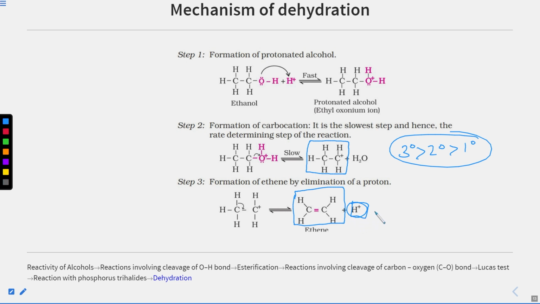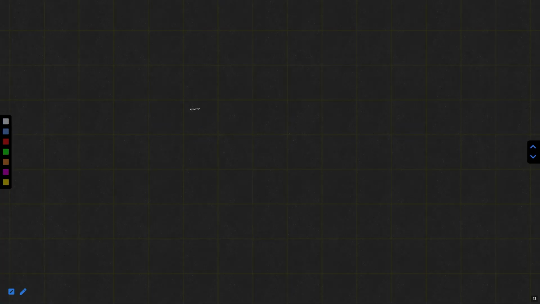Now, if you are asked to tell about the configuration of your alkene, since it is a symmetrical alkene, you do not have to worry about your configuration, that is whether it is E or Z. But what happens in case we have, say, an unsymmetrical alkene? For example, suppose our alcohol is like this. Okay. Now you are asked what will be formed.